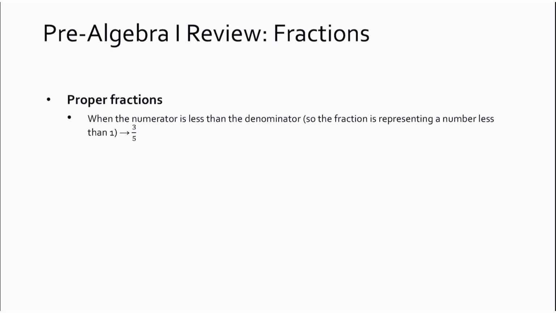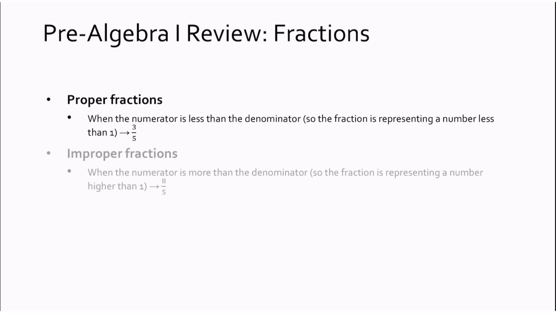Proper fractions are when the numerator is less than the denominator. So a fraction represents a number less than 1. For example, 3/5. That is a proper fraction because 3/5 is less than 1. An improper fraction is when the numerator is more than the denominator. So the fraction is representing a number that is higher than 1. For example, 8/5. This is an improper fraction.